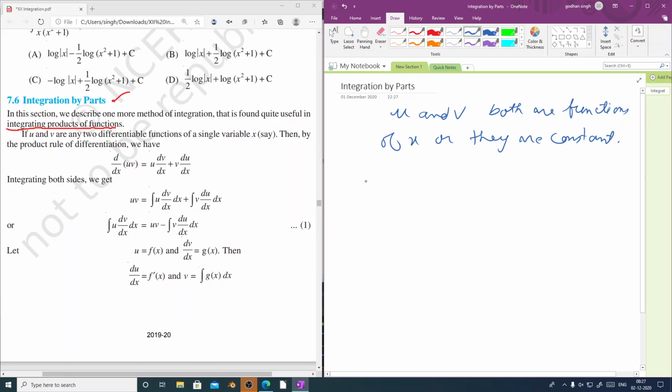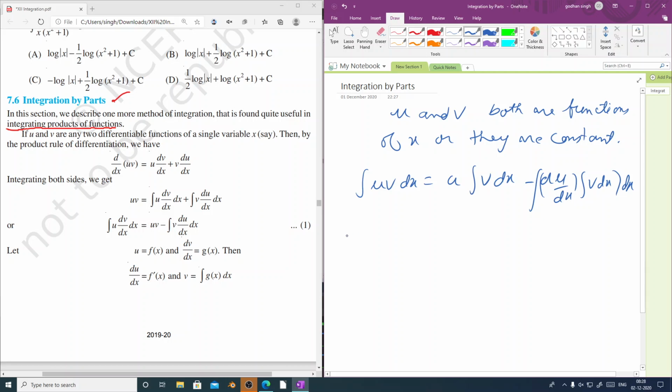So, in that case, the formula to integrate is given like this: integral of u v dx is equal to u into integration of v dx minus integration of du by dx. We will differentiate u, then multiply by integration of v dx, and this whole will be integrated with respect to x. So, the formula is again here: integral of u v dx is equal to u into integration of v dx minus du by dx into integration of v dx, and then dx is at the end.